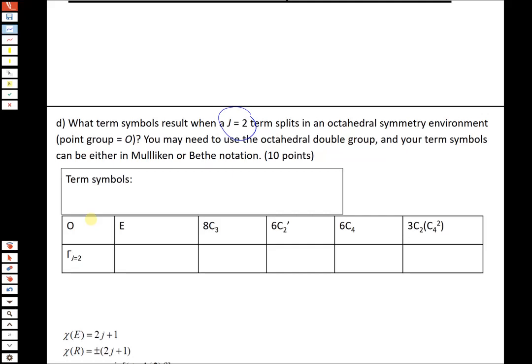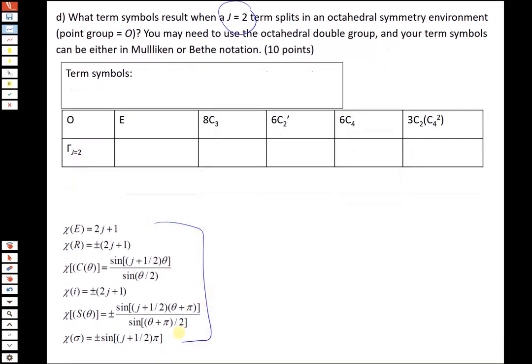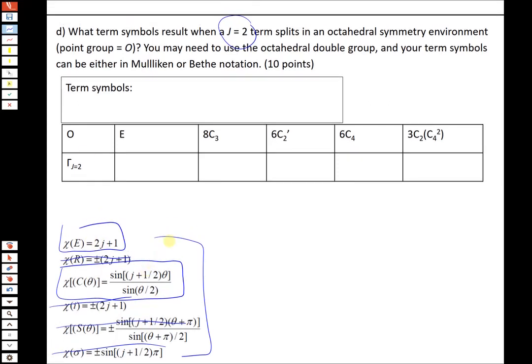So if we just go to the O character table, what we're going to do is apply these equations down here to get the character. This is a totally rotational point group, so we're only going to have this one and this one to consider, the identity and then the proper rotations that are part of this point group. We don't need R because we're not going to use the double group here, and we don't need these other ones for the purely rotational point group. So just identity and rotations. So we're going to apply these equations to J equals 2.